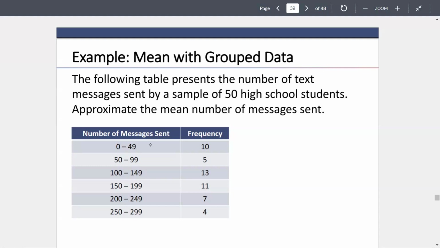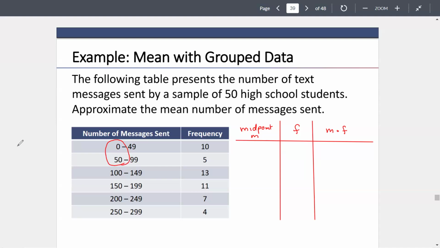If we have data here, we want to find two things. Let me make a little chart over here. I want my midpoint, I want my frequency, and then I want my midpoint times the frequency. We'll use M for midpoint. To find those midpoints, we take these two numbers, add them together, and divide by 2. Our first one is going to be a midpoint of 25.